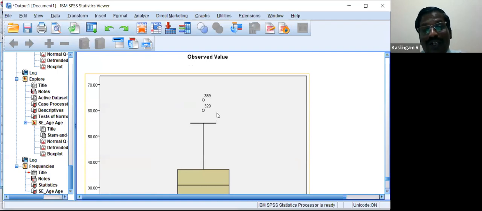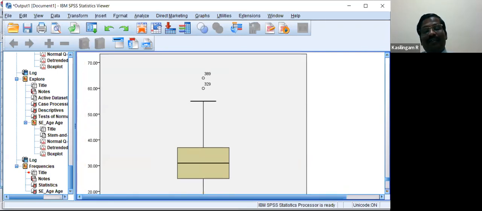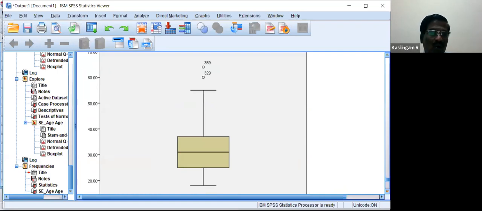These two are outliers, right? So whether this side outlier or this side outlier, we can see. Okay, how is the outlier calculated? And so, how to remove the outlier?